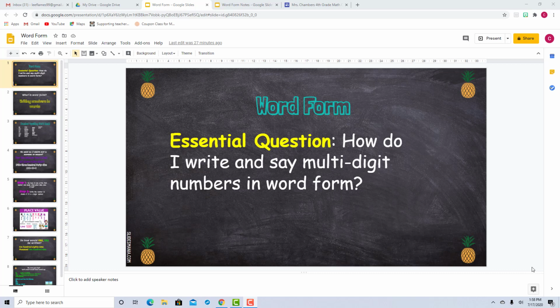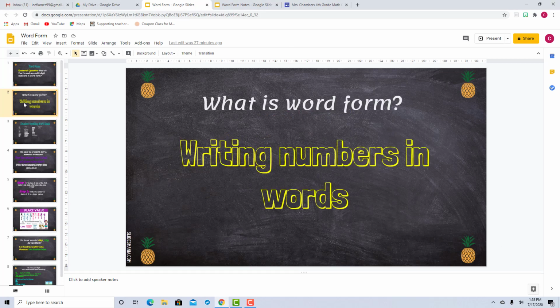So today's word form essential question is, how do I write and say numbers in a multi-digit number in word form? What is word form? Word form is writing numbers in words. It's very easy.